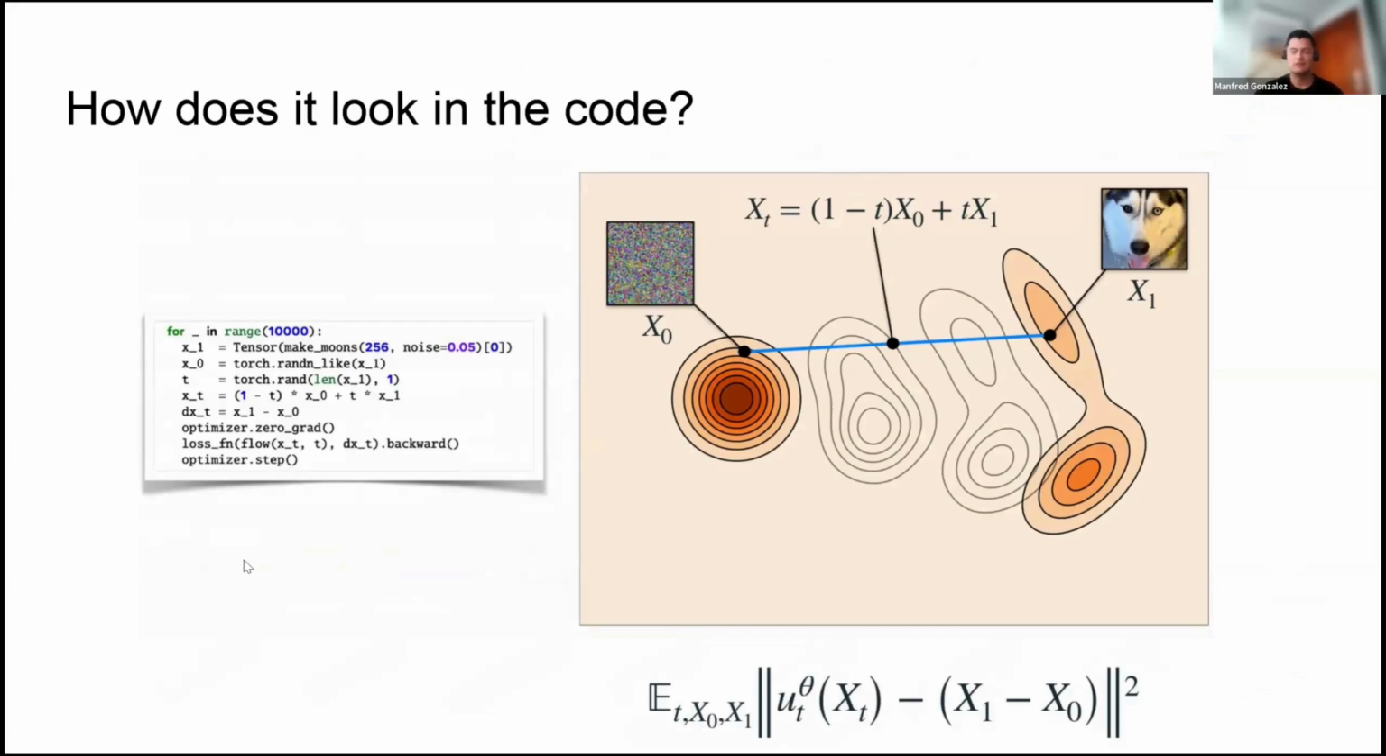Yo les enseñé, digamos, el tipo de flow matching más sencillo, que es el independiente, pero hay uno que se llama Optimal Transport, que básicamente asegura que tus trayectorias son completamente rectas. Entonces, te hace una generación muchísimo más eficiente y muchísimo más rápida.